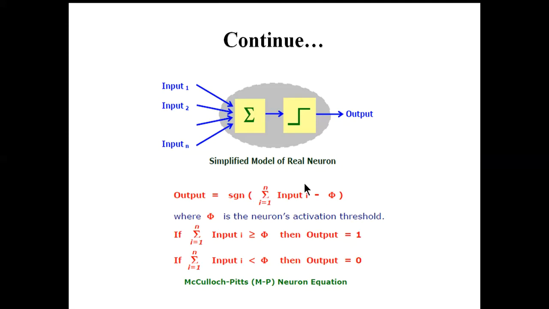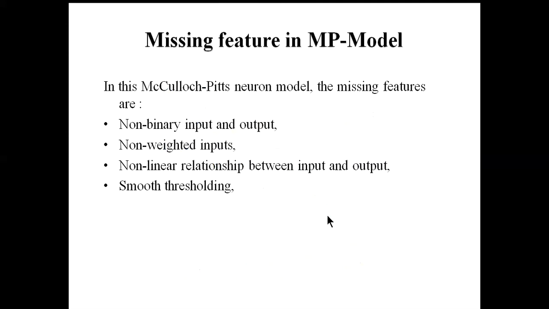So if the summation of input i is greater than phi, then the output is 1, and if it is less than phi, then the output will be 0. Obviously here we use a binary activation function, a simple binary threshold function. So this is called the threshold activation function. Basically this is the mathematical equation of a simple neuron. But the problem is that there are different features missing in the MP model.